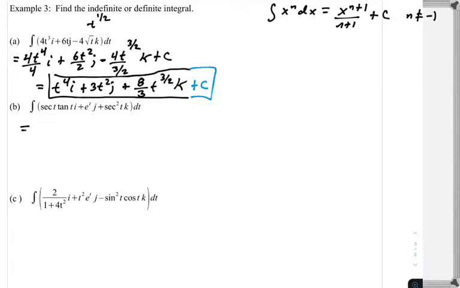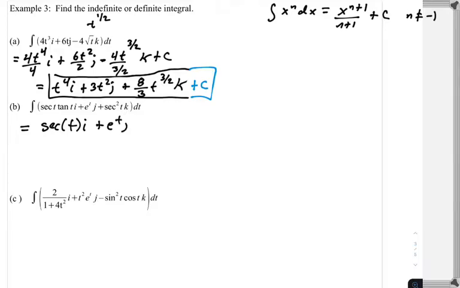Okay. All right, now the next one, we're going to find the integral of secant t tangent t, that's the i, plus e to the t j, plus secant squared t, and that's your k. All right, so recall that the derivative of secant is secant tangent, so the antiderivative of secant tangent is secant, and that's our i component. The derivative of e to the t is e to the t, so the antiderivative of e to the t is e to the t.